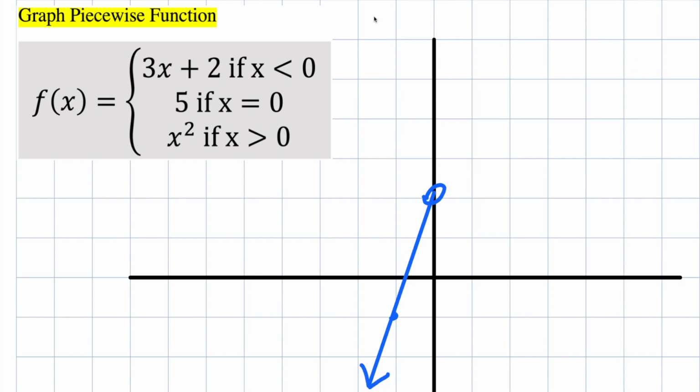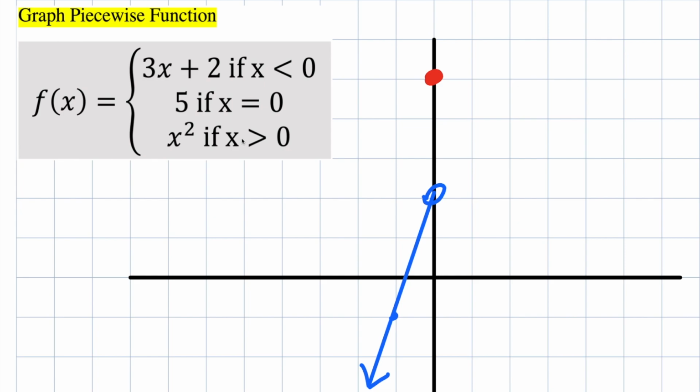Okay, the second one is interesting. It's saying 5 if x is equal to 0. So if x is 0, the y value is going to be 5. And it's just going to be depicted by a dot. So 1, 2, 3, 4, 5. And we're going to show this by a closed or shaded circle.